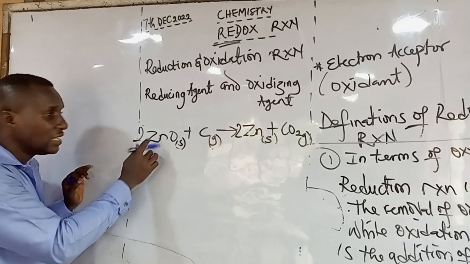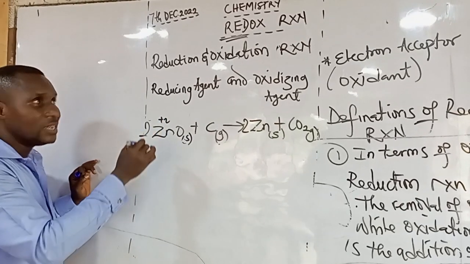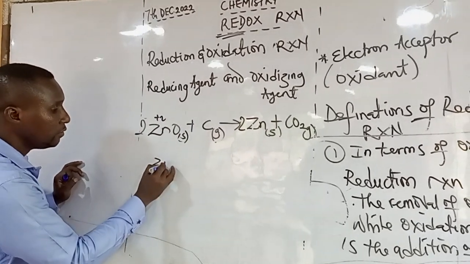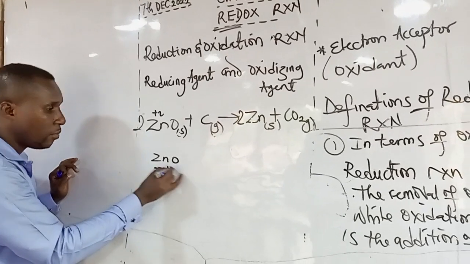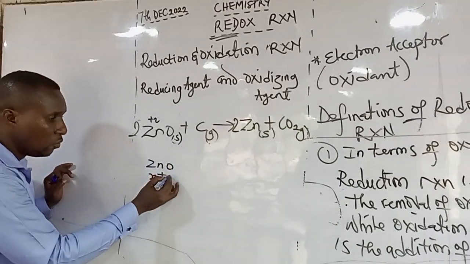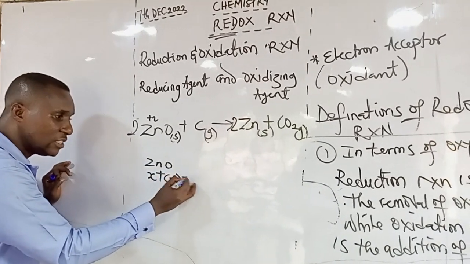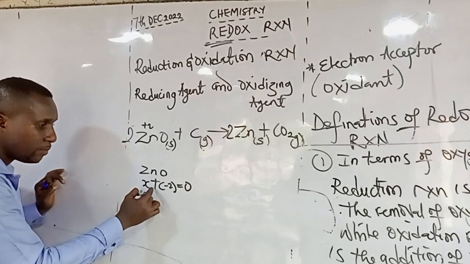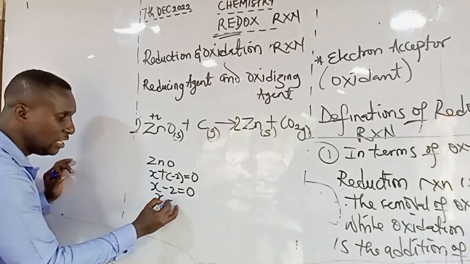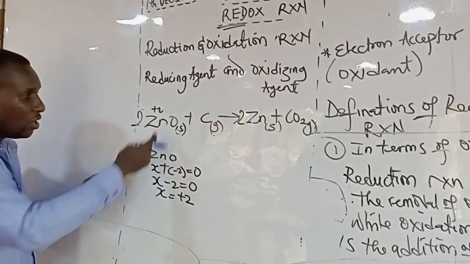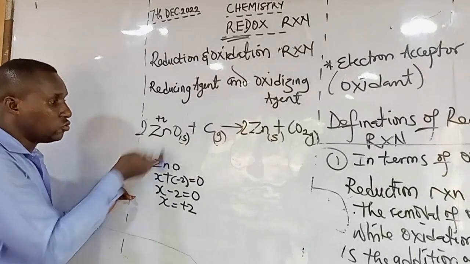The oxidation number of zinc is +2. That means when you have zinc oxide, to calculate the oxidation number of zinc, which is X, plus the oxidation number of oxygen, which is -2, everything equal to 0. Then X plus -2 equals 0, so X is +2. That means the oxidation number of zinc is +2.